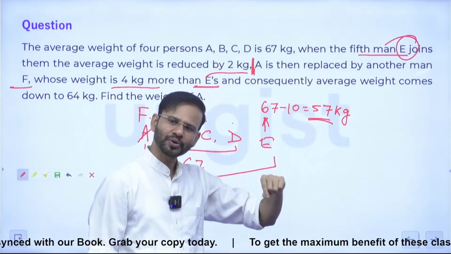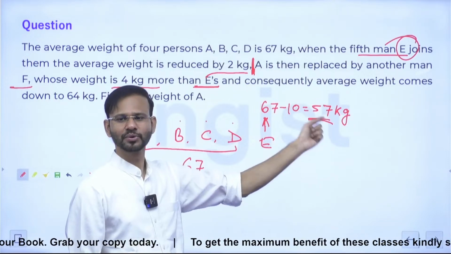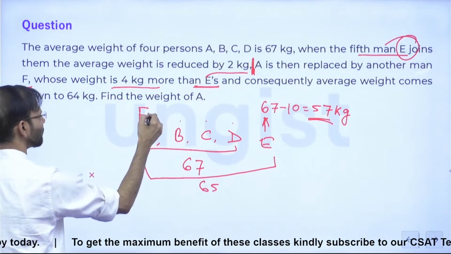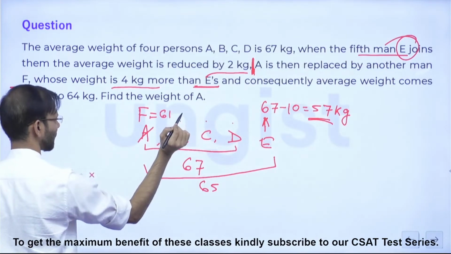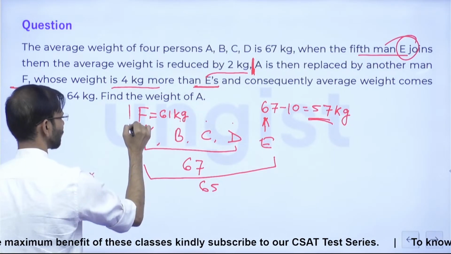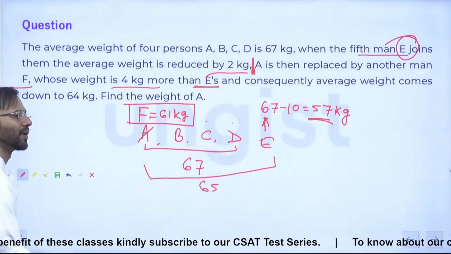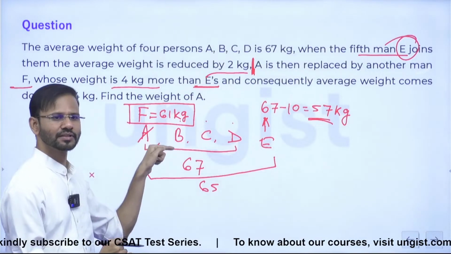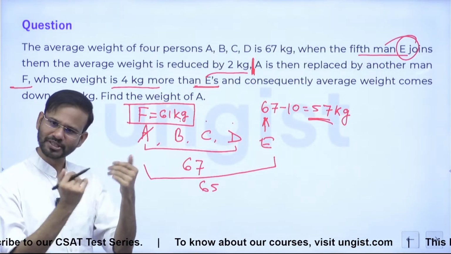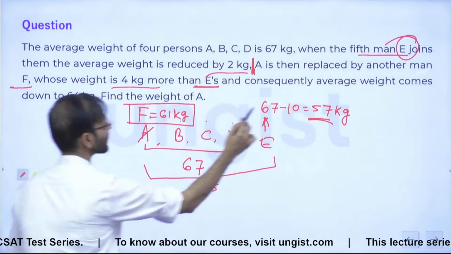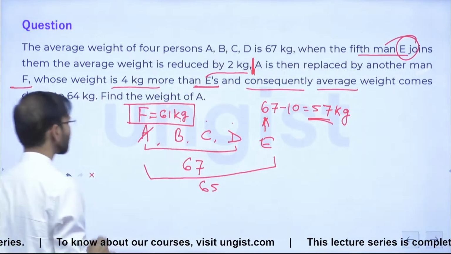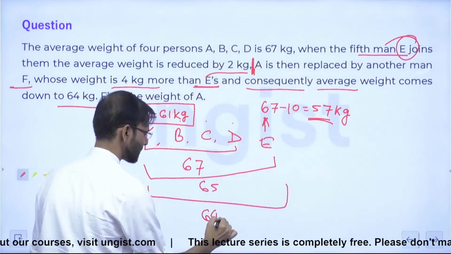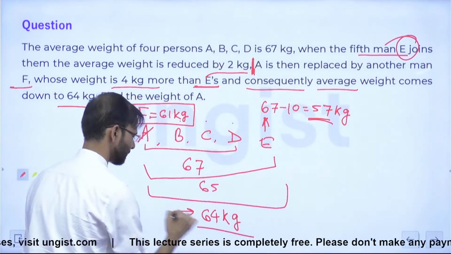F is 4 kg more than 57. So it means F is what? Yes, F is 57 plus 4, 61 kg. So weight of F is 61 kg. And due to this interchange, the average has been changed. Consequently, average weight comes down to 64. So due to this interchange, the average is reduced to 64 kg.